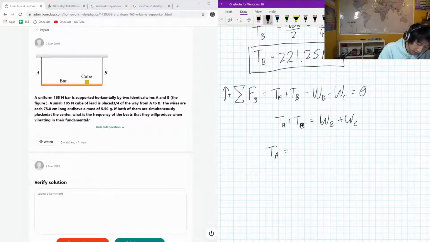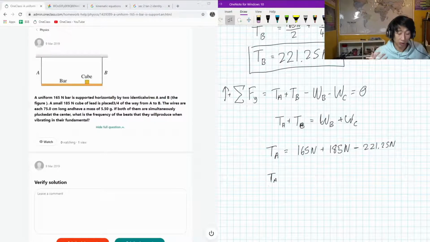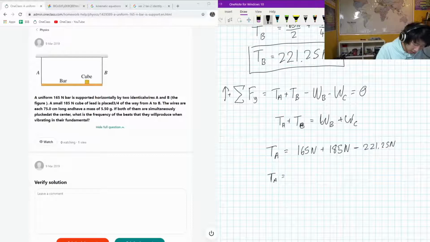So to solve for TA, this is going to be the weight of the bar, so that's 165 newtons plus 185 newtons, not 18, minus 221.25 newtons. And TA, I expect that to be less than TB because more of the weight is closer to TB. So TB should be under more tension. So let's add this up. 165 plus 185 minus 221.25. And my calculation for this is 128.75 newtons.